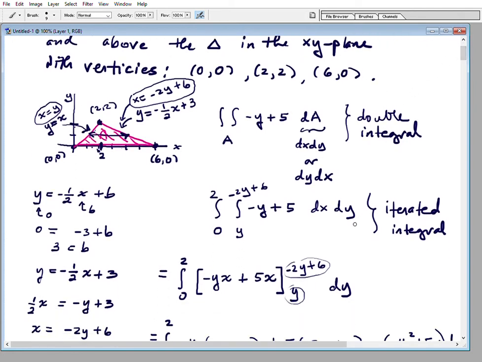And then we decided we're doing dx dy, so now we have to integrate with respect to x. These are like constants. So for the first term, we get minus yx, and the second term, 5x. Then we have to substitute these in for x, because we're integrating with respect to x. So you put that here and here, minus, and then you put y in for x.